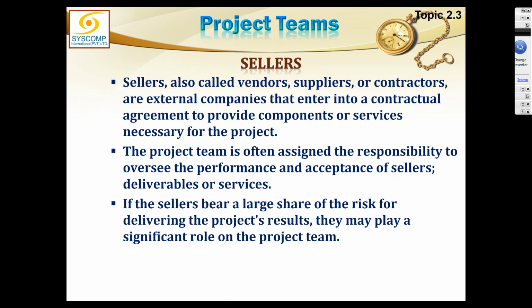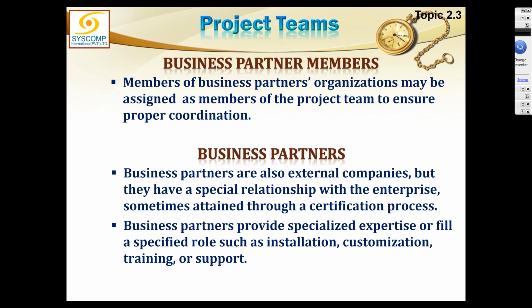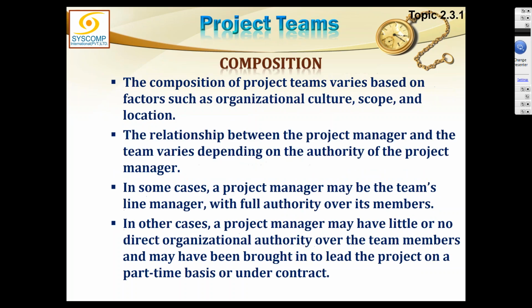During the execution of the project, the team assigns the work to these sellers, and once the contracts have been signed and the agreement has been finalized, then we just oversee them. If the sellers bear a large share of the risk for delivering the project results, they may play a significant role on the project team. Business partners, as we have already discussed, are different, because then their interest changes. If they are no more the seller but they are the business partner, then they have more chances to be involved in the project while the project is happening, and they are key stakeholders there.